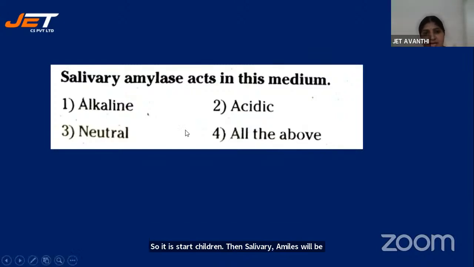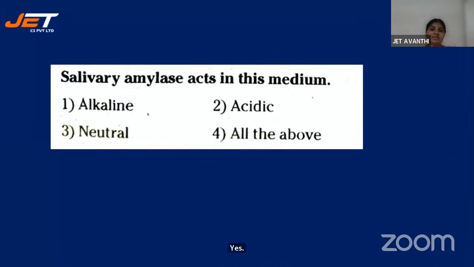What is the medium in which it is acting? Alkaline. Good. Most of you have given the correct answer. Salivary amylase will be acting in this medium: alkaline, acidic, neutral, or all the above. Think and give the answer. Buccal cavity, salivary amylase, in which medium will it be acting? Yes, children, it is alkaline. Alkaline medium is the correct answer. It's not acidic.